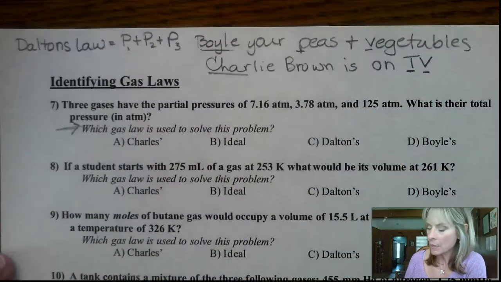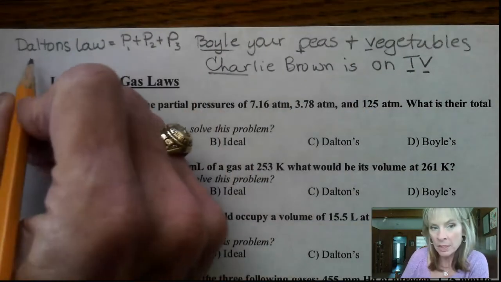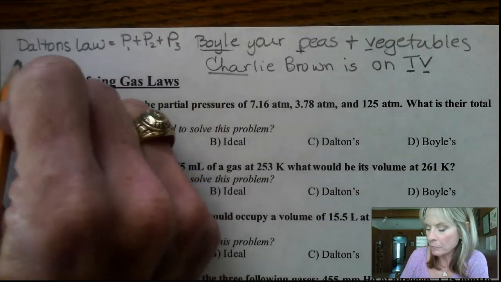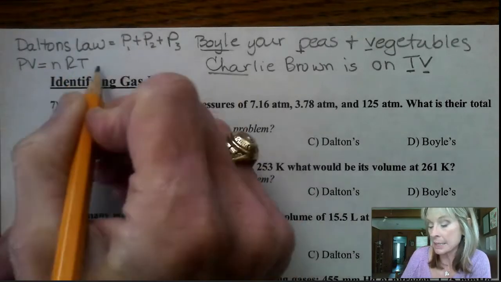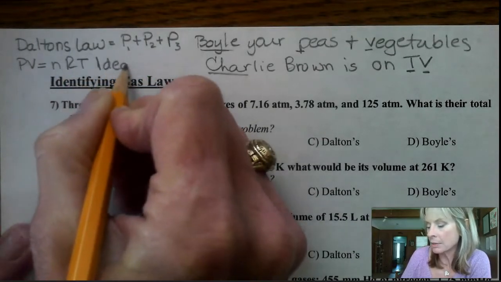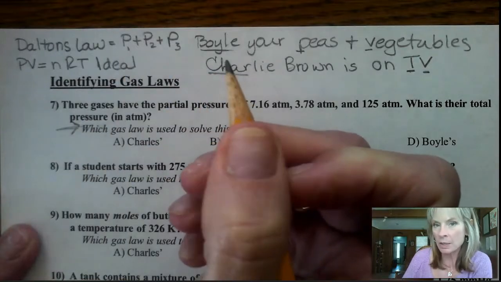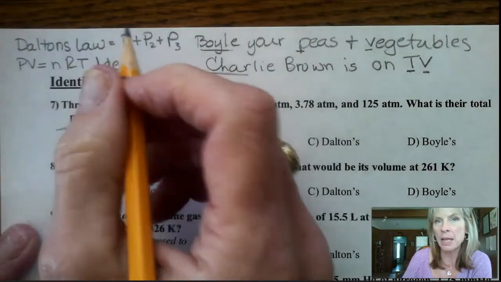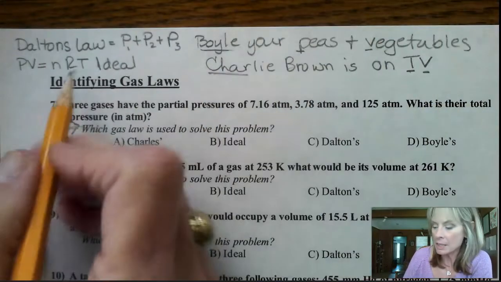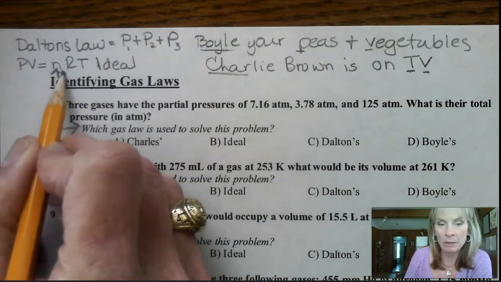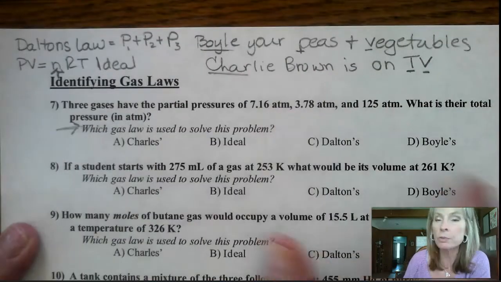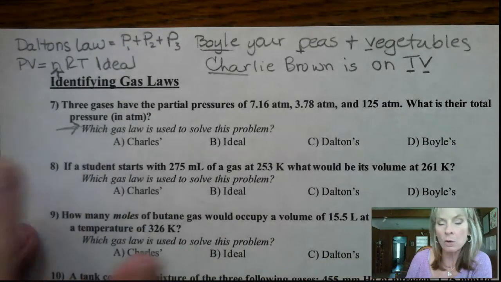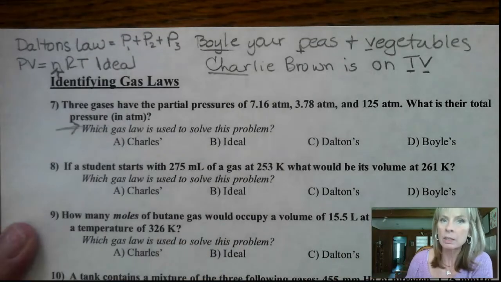Another one that we've learned is the ideal gas law, the PV = nRT formula. One of the ways, I think the easiest way, to figure out if a problem is asking for the ideal gas law is that it's the only one that has moles in it. None of the other formulas will use moles. So ideal gas law if you see moles.